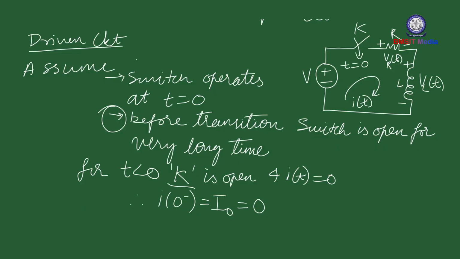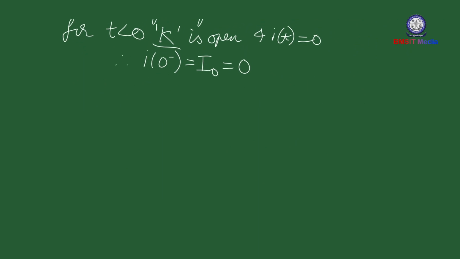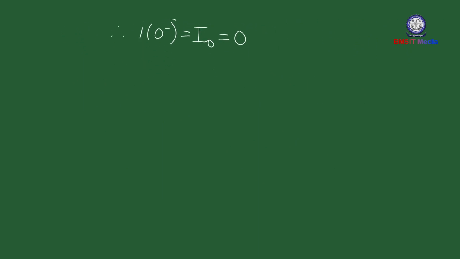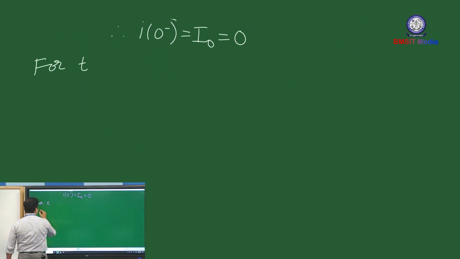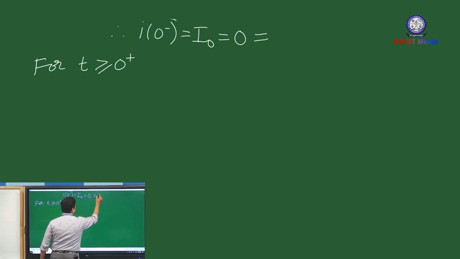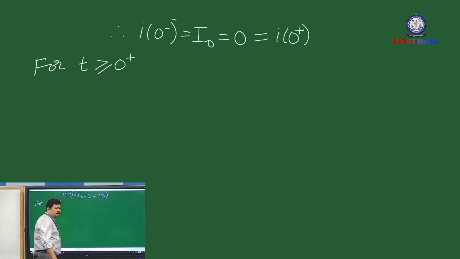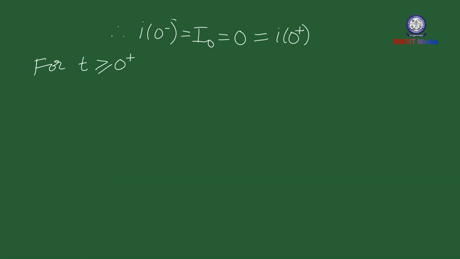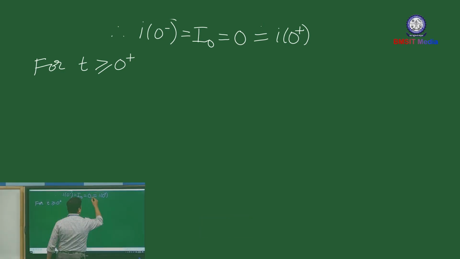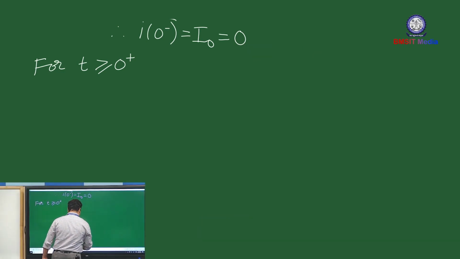So there is no initial condition existing. Now for t greater than or equal to 0 plus, the switch is closed. And this is also equal to I of 0 plus, because we know the current in an inductor doesn't change instantaneously. Let us not worry about that as of now. We will see what happens later. Okay. Let me take only I of 0 minus as 0.